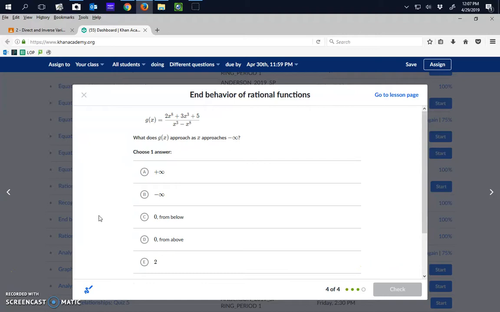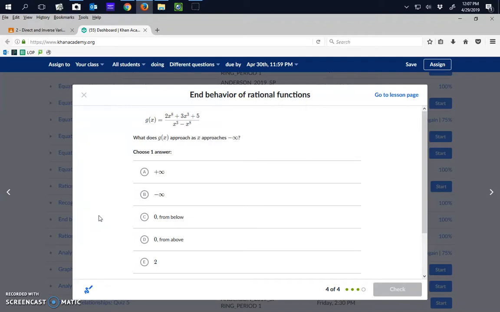All right, g of x is equal to 2x to the 8th plus 3x cubed plus 5 all over x cubed minus x to the 8th. This question is a little bit different. It's asking, what does g of x approach as x approaches negative infinity? So as x gets bigger and bigger, but in the negative realm, going like -1,000, -100,000, -1,000,000, -1 billion, and so on, what is happening to y? So you could put in those numbers and figure out what's happening to it.